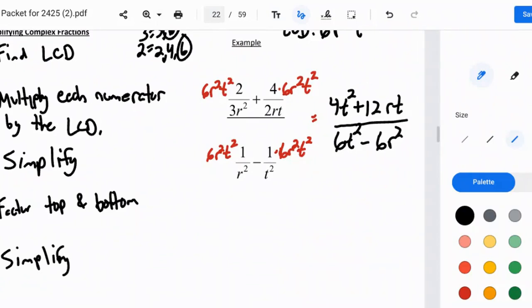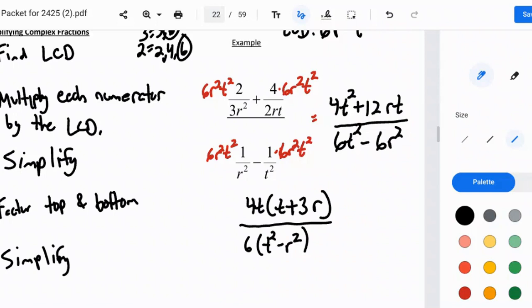So if we factor the top, I see a GCF of a 4 and a t. So the thing left would be a t plus 3r. And the bottom, I could pull out a 6. And I have t squared minus r squared. The bottom there is the difference of 2 squares, because I see 2 things I could take the square root of with a minus sign. So it'd be t minus r, t plus r.